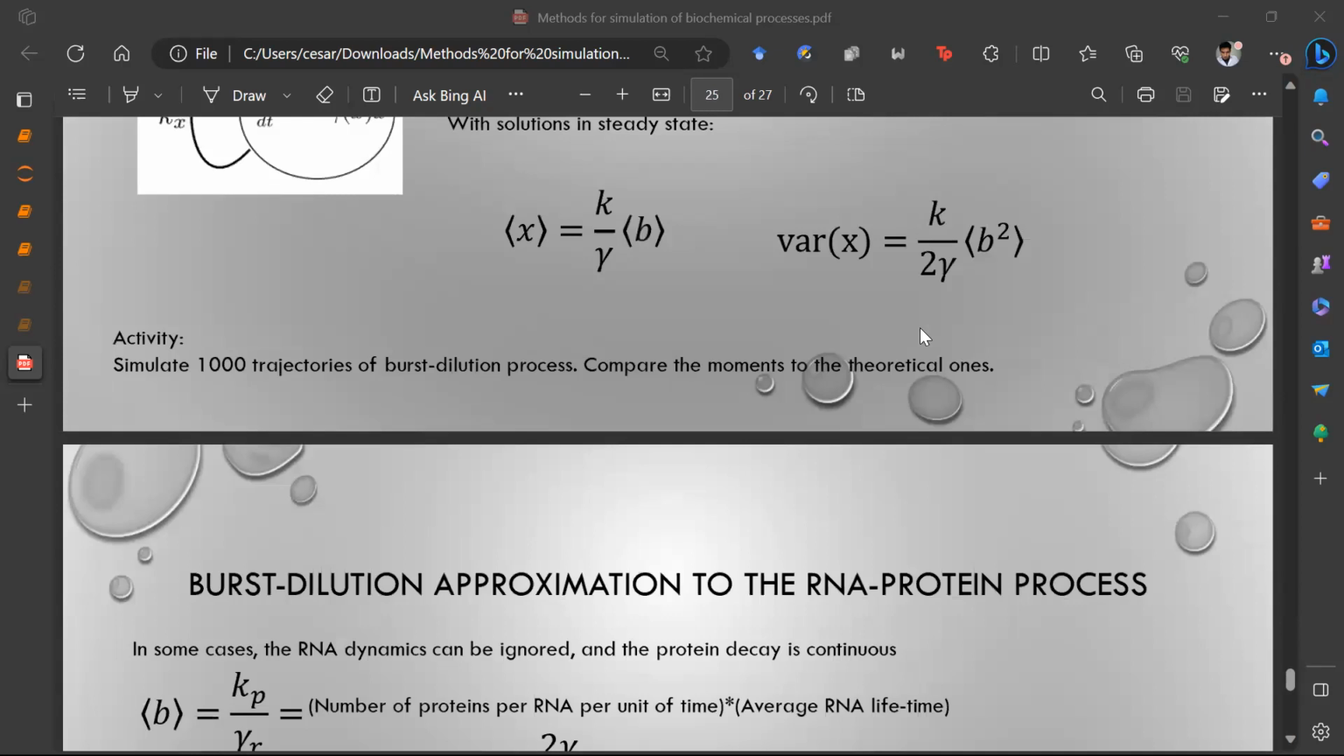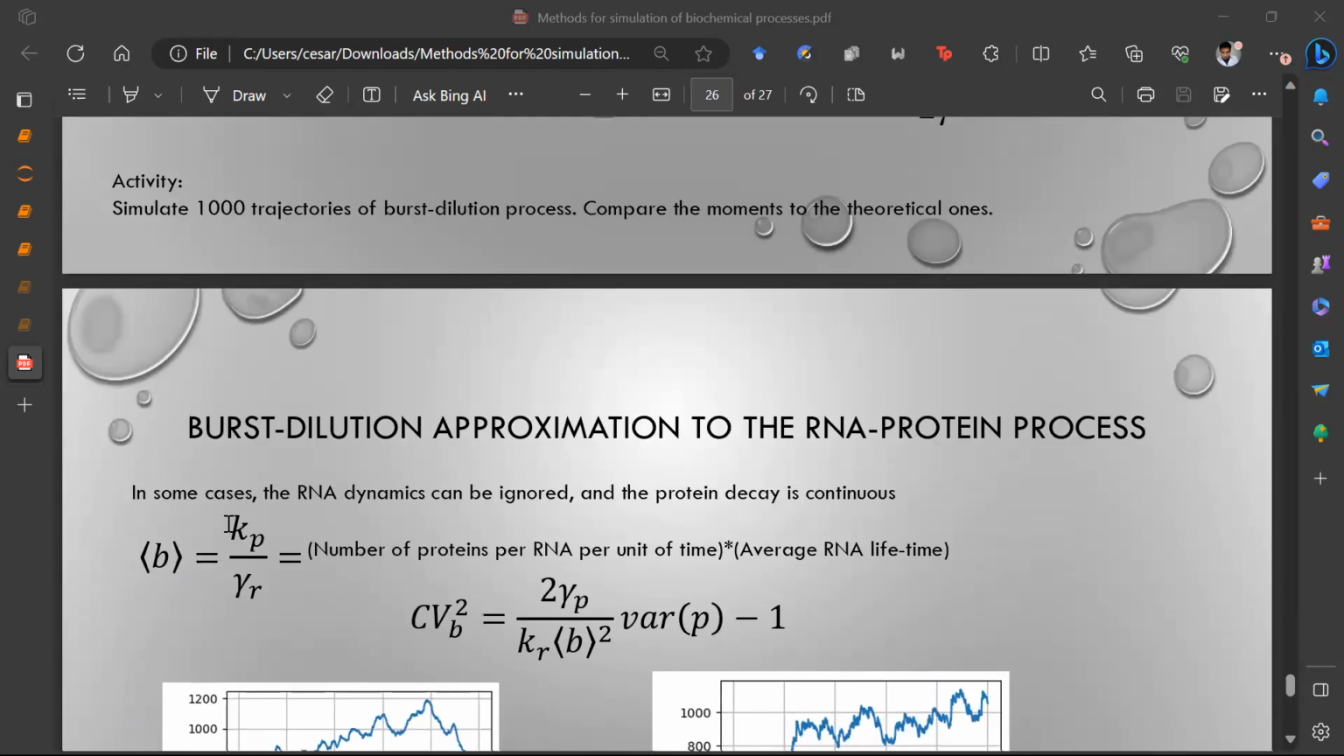The interpretation of this is that kP is the number of proteins per unit of time per RNA, and gammaR is 1 over the average RNA lifetime. So essentially this is the number of proteins made by an RNA over the time that an RNA lives.